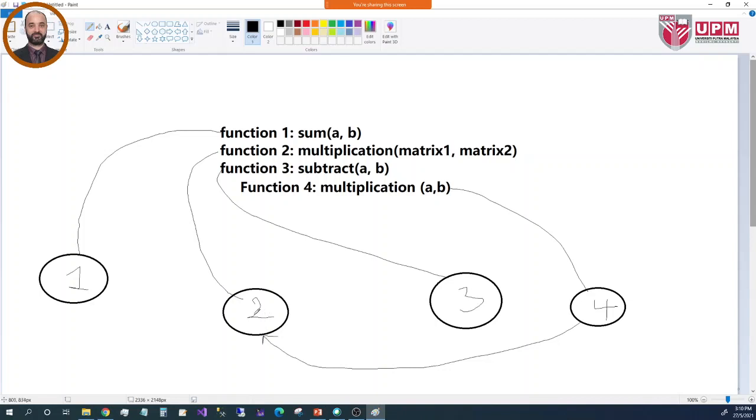There is a relation between 2 and 4, but this relation is very loose. Why? Because the multiplication does not take a long time. That's why the second function does not need to wait too much for function 4 to get the result, to multiply two items, right? That's why it's not considered tightly coupled, because here we have tight coupling and loose coupling.